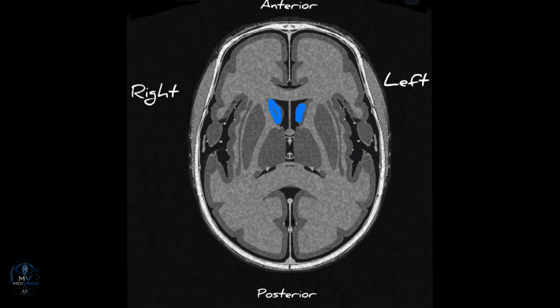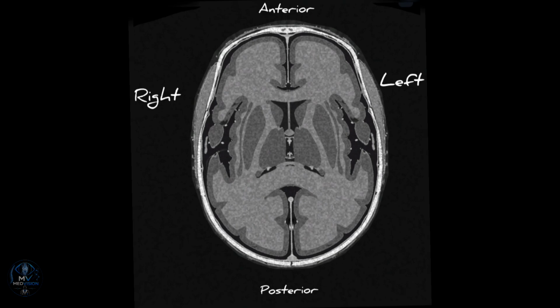And the structures below are called the thalamus. These thalami are paired masses of gray matter situated on either side of the third ventricle. The thalami act as a major relay and processing center, transmitting sensory and motor information toward the cerebral cortex.